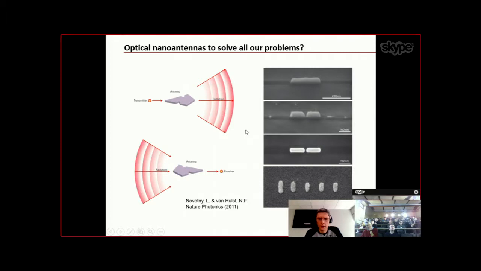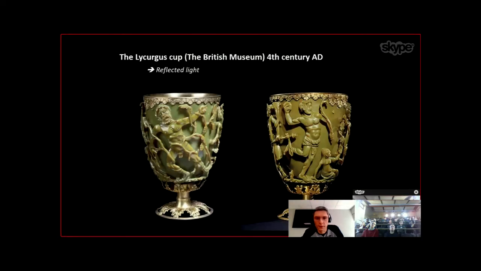Various designs of nano antennas exist. It can go from a single nanorod, to two nanorods with a small gap, as you can see here, and even a collection of nanorods to control the directivity. There are various examples, and we're going to see them. But maybe for chemists, a nice introduction to nanophotonics is the Lycurgus cup. This is a well-known example, from the fourth century after Christ, this Roman cup.